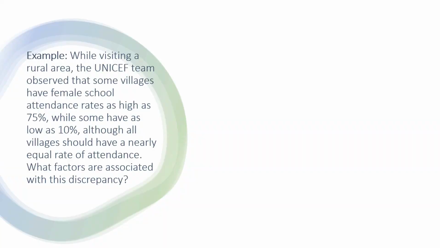Let's understand with an example. While visiting a rural area, a UNICEF team observed that some villages have a female school attendance rate as high as 75%, while some have as low as 10%. Although all villages should have a nearly equal rate of attendance, what factors are associated with this discrepancy?